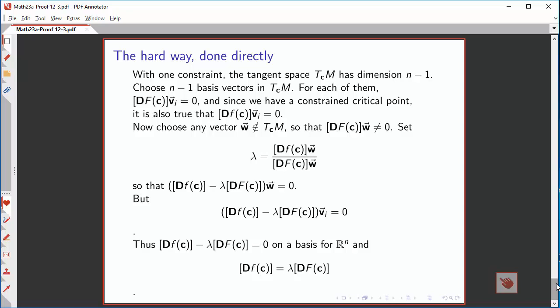So, d little f minus lambda d capital F gives 0 on an n-vector basis for R^n, consisting of the n-1 vectors in the tangent space and the vector W, or, putting it differently, d little f is equal to lambda times d capital F, which proves the existence of a Lagrange multiplier. So, you might want to choose this version of the proof in preference to the one that I'd done earlier. Your choice.